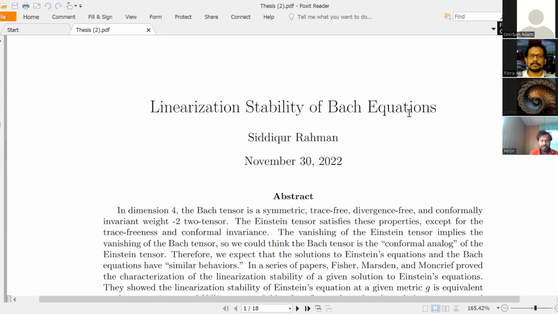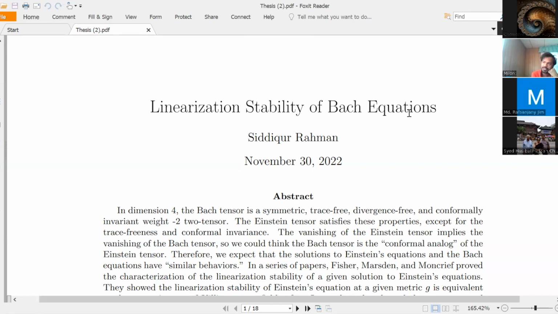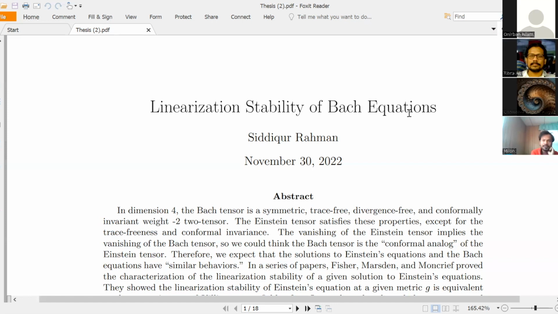If you have read my abstract, three mathematicians, I don't know why they're called applied mathematicians, they should be pure mathematicians: Fischer, Marsden, and Moncrief. They proved like 7 or 8 papers from 1973 to 1982. They basically characterized the linearization stability of Einstein's field equations at a given solution. I mean, if you have a solution to your system of PDE and you perturb your solution a little bit, what happens? And under what condition is your given solution linearization stable? Another way of saying, your PDE is linearization stable.